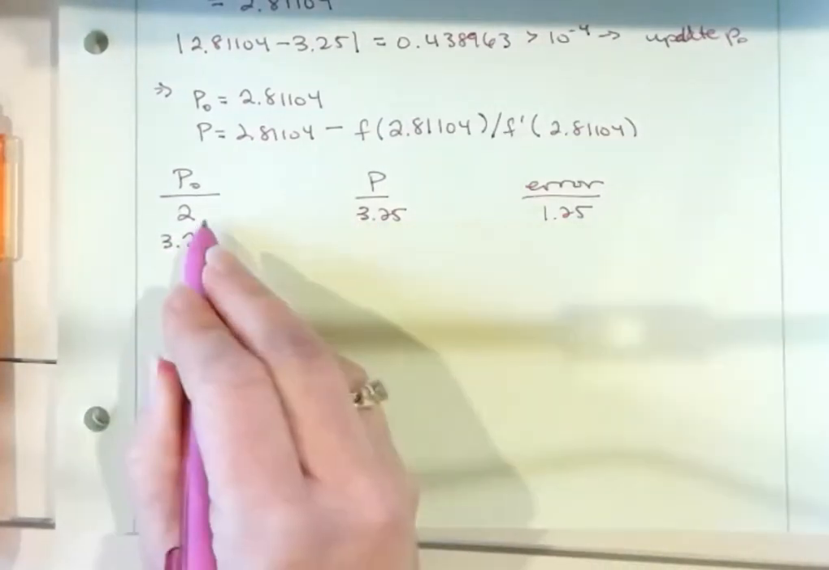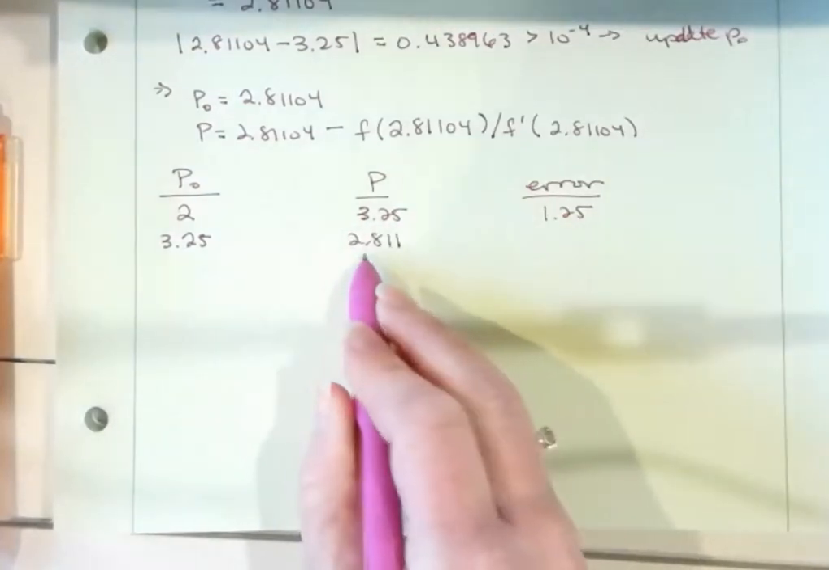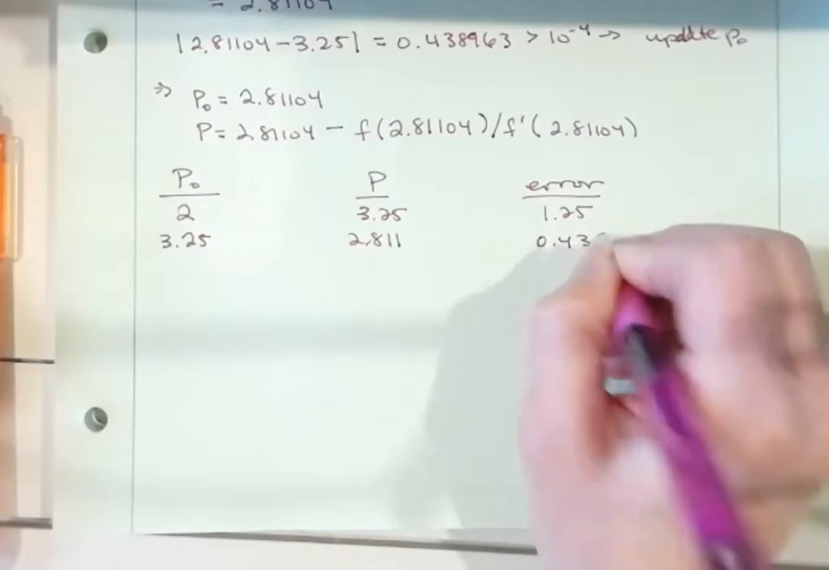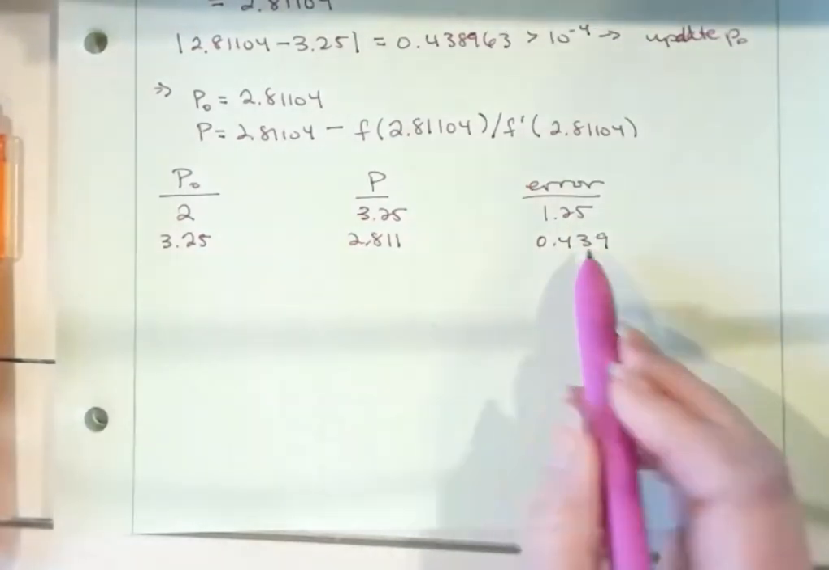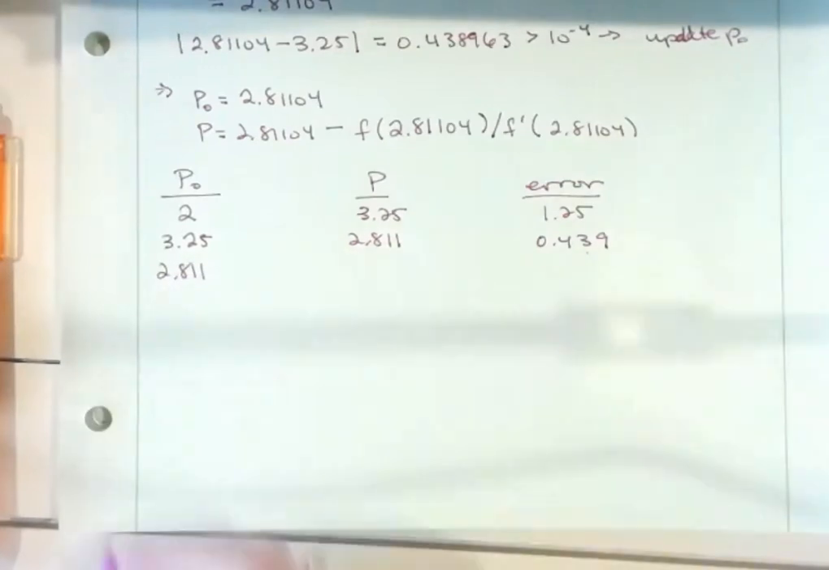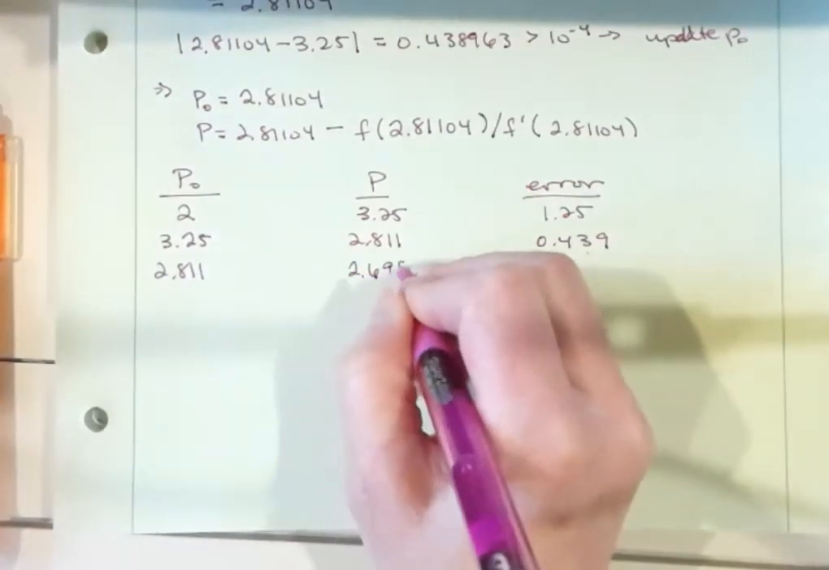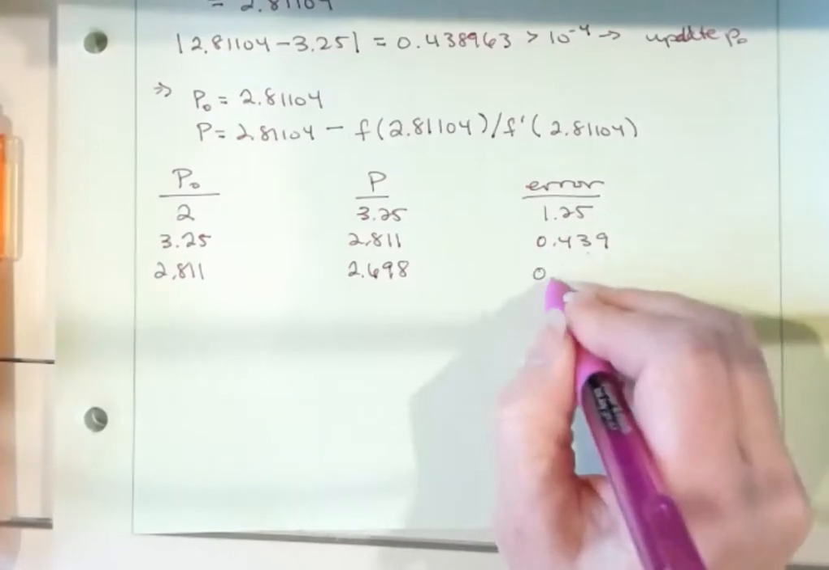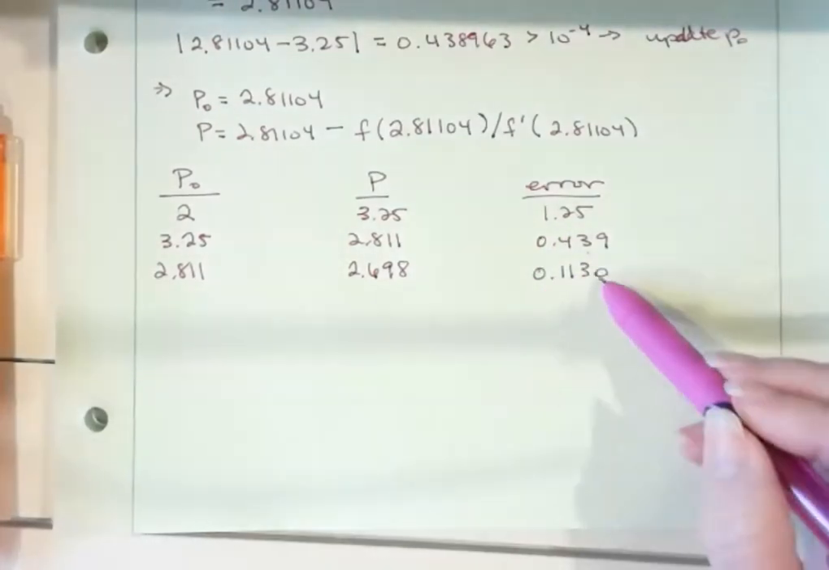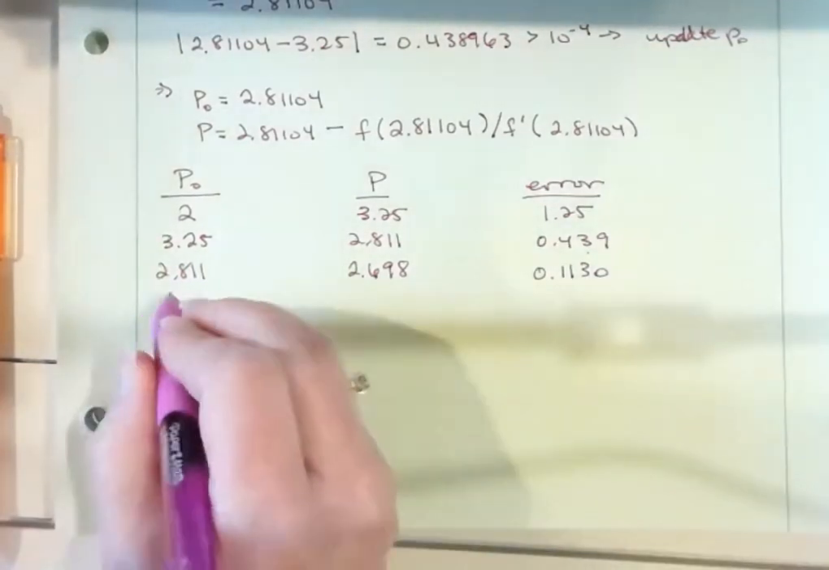So P became P0, then we calculated P again. So I'm just going to write 2.811. The difference here was 0.439, still greater than tolerance. So P becomes P0. So put that there. And then P will be 2.698. And that error is 0.1130. So you can see your error here is going down. Still not small enough though, so we need another iteration.